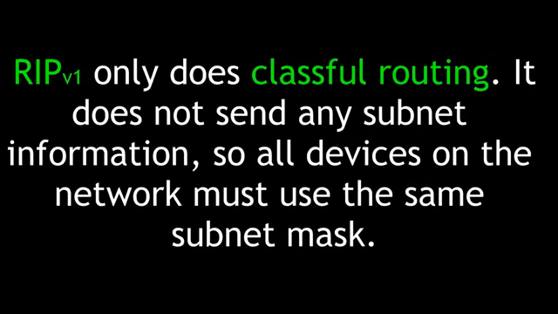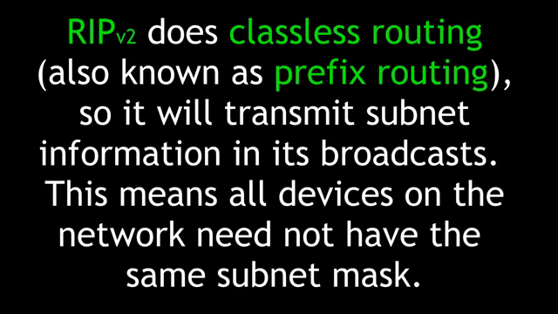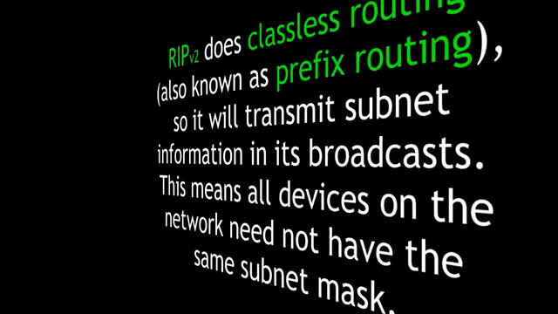There are two versions of RIP, RIP version 1 and RIP version 2. RIP version 1 only does classful routing. It does not send any subnet information, so all devices on the network must utilize the same subnet mask. RIP version 2 does classless routing, also known as prefix routing, so it will transmit subnet information in its broadcasts. This means all devices on the network need not have the same subnet mask.